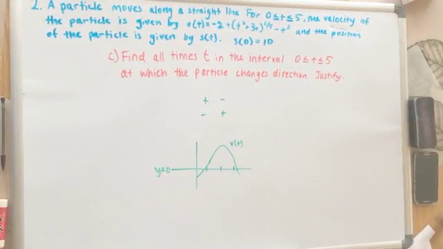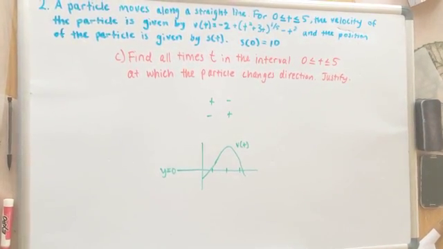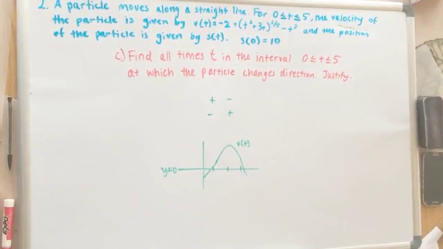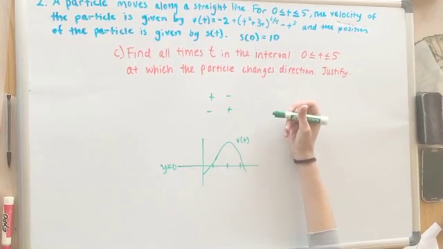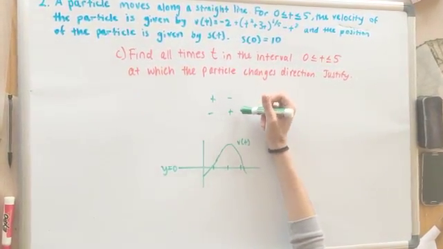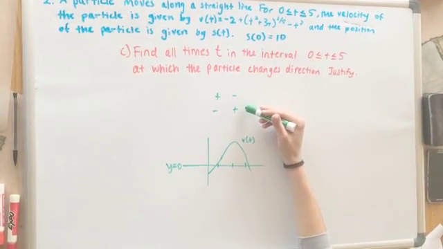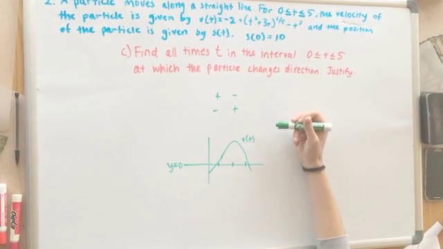Part C says find all times t in the interval between 0 and 5 at which the particle changes direction, then justify your answer. If the particle changes direction, we know the velocity changes from either positive to negative or negative to positive. So by the intermediate value theorem, the velocity must go through 0. So where is the velocity equal to 0?